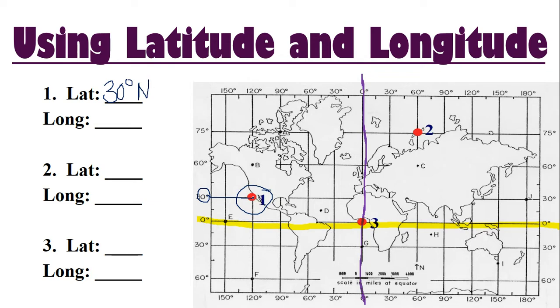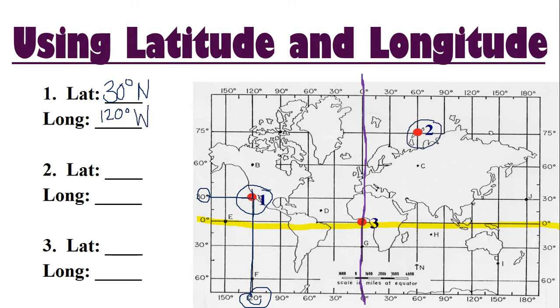The next thing we need to do is figure out the longitude line. We go back to our point, and longitude lines go up and down, so we follow the line up or down till we get to a number. This one says 120 degrees. With longitude lines, you need to write, is it west or east? You figure that out by going to your point. Is it to the left or to the right of the prime meridian? The prime meridian's in purple. We're to the left of it, so it will be west.